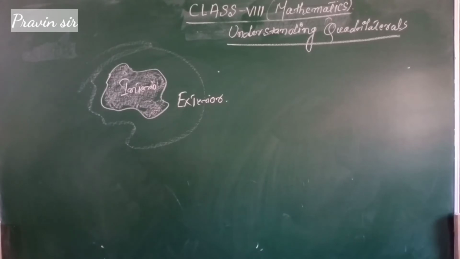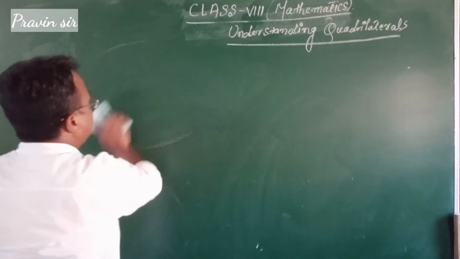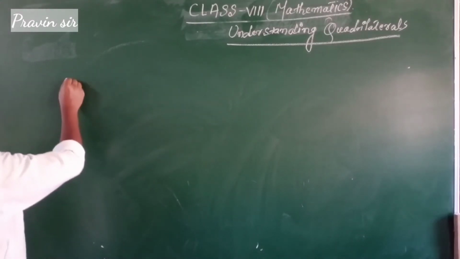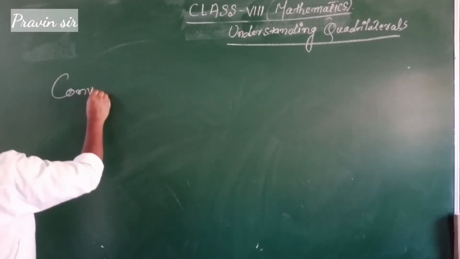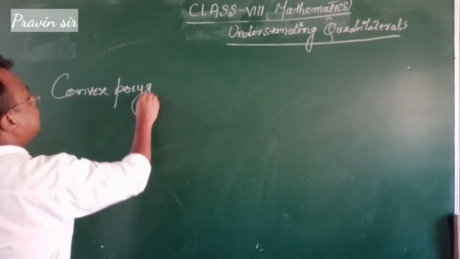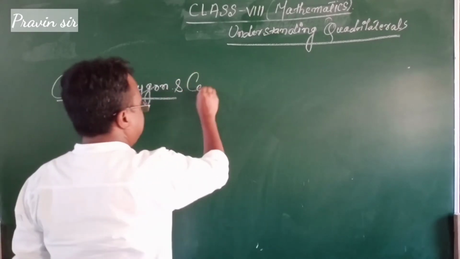Exterior part. Now we will see two other types of polygon, the convex polygon and the concave polygon. Okay, convex and concave polygon.